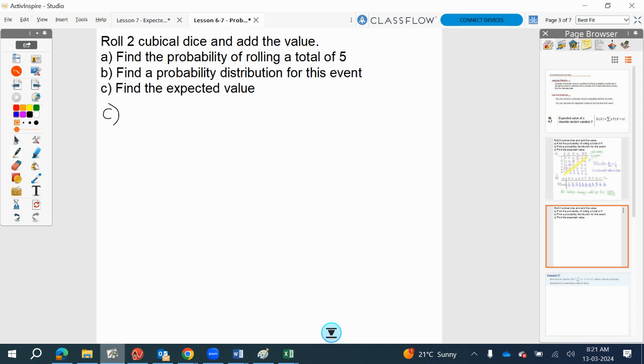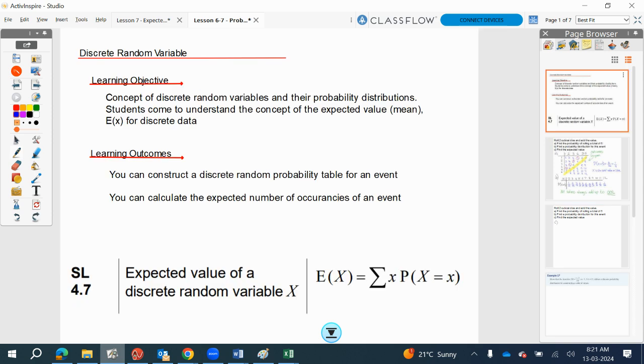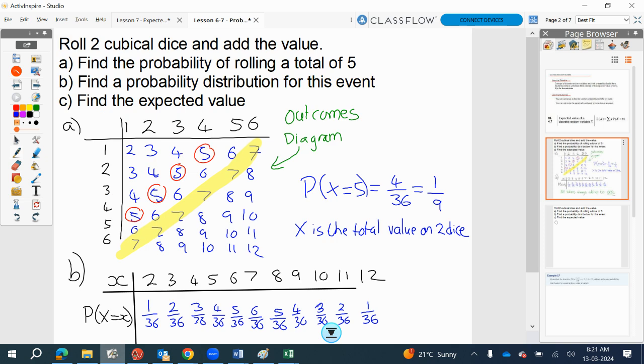All right, finding the expected value. I'm just going to show you how to do this, using this formula. What is the expectation? The expectation is the mean value. What would be the mean value of this data set? The mean value is going to be 7 because it's a symmetrical distribution. So the mean is 7, the mode is 7, the median is 7. Everything's in the center.